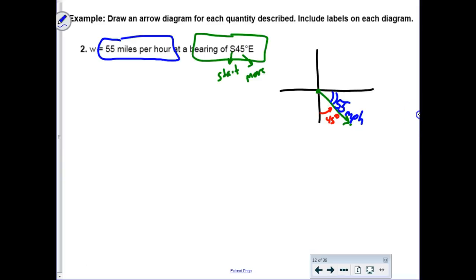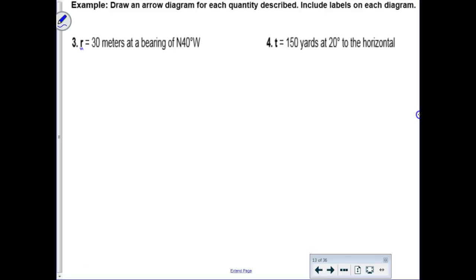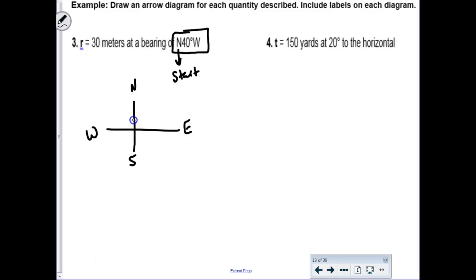So drawing a vector is not really that exciting. I think just the direction stuff is kind of weird. So let's do one more of these. It does say bearing. Notice it doesn't say true bearing. It also doesn't have 3 numbers. So north 40 degrees west means you start on the north line and then you move towards the west line 40 degrees. So remember, this is north, this is south, this is west, this is east. So starting on the north line and moving 40 degrees towards the west would be like right there. So here's my vector.